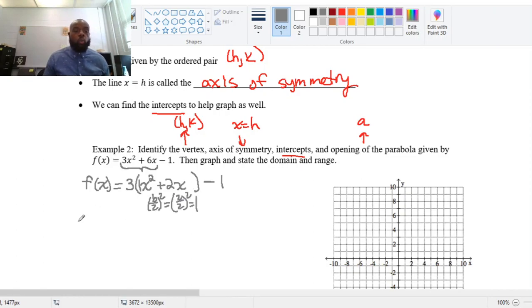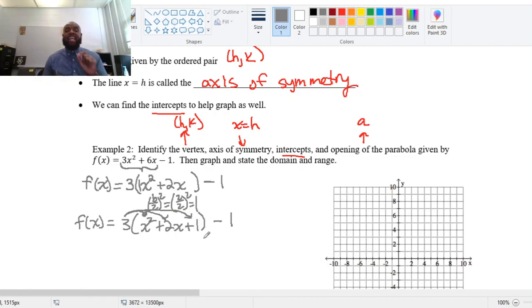So that's a 1. So what I'm going to do is write this polynomial as 3 times x squared plus 2x plus 1. And then I have my minus 1 there. What I've done is I've not just added 1. This 1 is inside this parenthesis here. I actually have a distributive property, right? So by adding a 1 inside this parenthesis, I'm actually adding a 3 times 1, okay? Because of my distributive property.